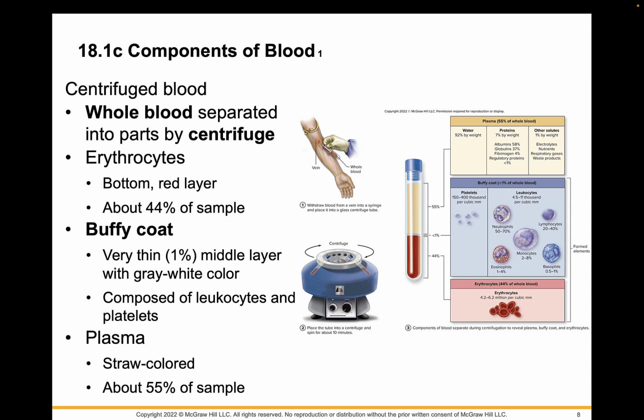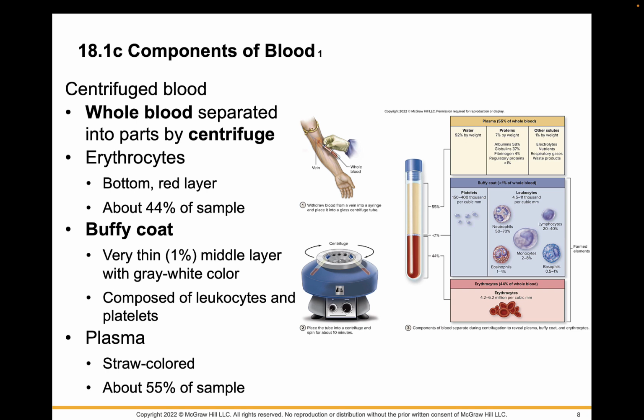Now, here we're basically looking at the process in which blood is centrifuged, and you actually see blood separated into its various components. Whole blood, through that centrifugal process, will be separated into erythrocytes. This is the bottom red layer. It accounts for about 44% of whole blood. The buffy coat, this is within the middle. It's very thin, accounts for 1%. This middle layer has a gray-white color, and this small buffy coat is actually composed of white blood cells and platelets. Plasma, always described as straw-colored, accounts for about 55% of whole blood.